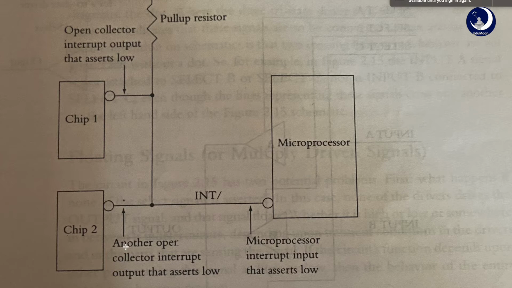Say, for example, if chip 1 doesn't need to and chip 2 also doesn't need to signal, or if neither device wants to signal the interrupt, then each will let its output float, and this pull-up resistor will cause the INT to go high.